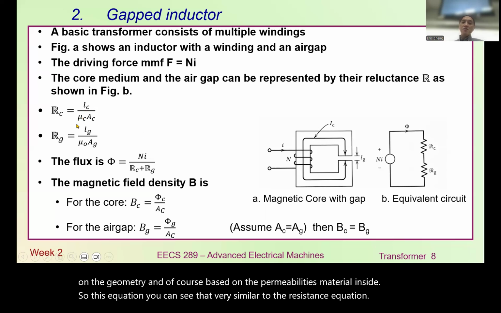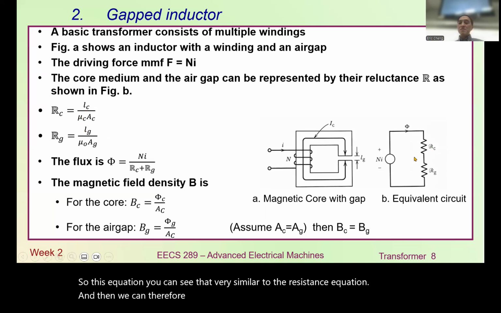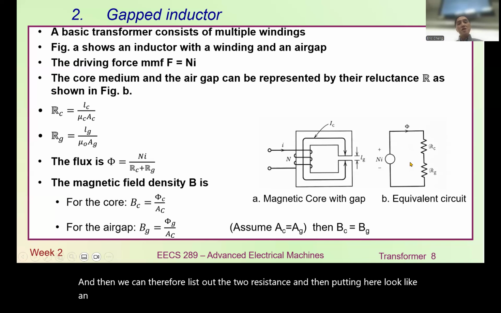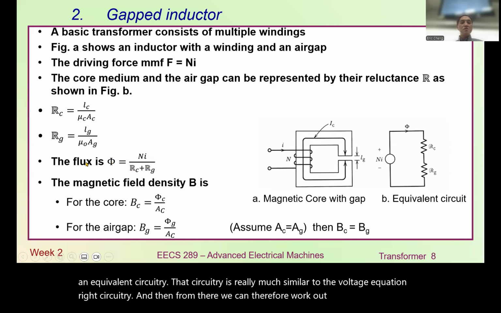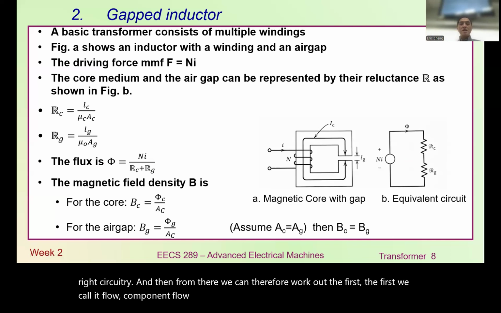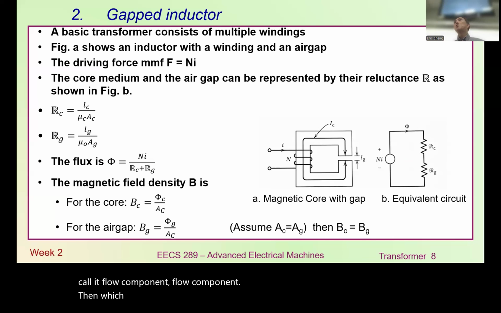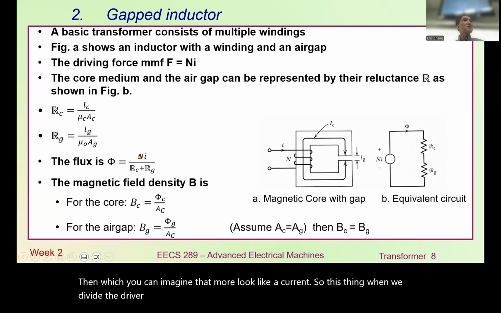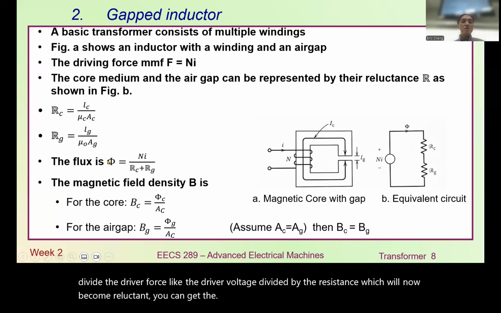We can therefore list out the two reluctances and put them into an equivalent circuit. That circuit is very similar to a voltage circuit. From there, we can work out the flux. The flux we call the flow component, which you can imagine looks like a current. When we divide the driving force, like the driving voltage, by the resistance, which now becomes reluctance, we get the driving current, which is now the flux.